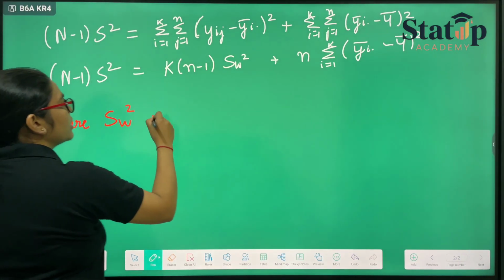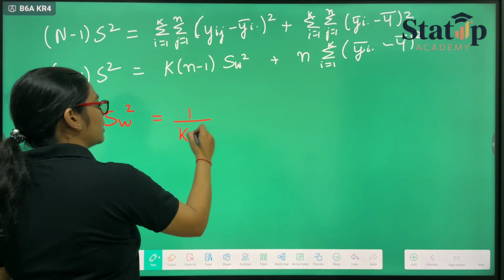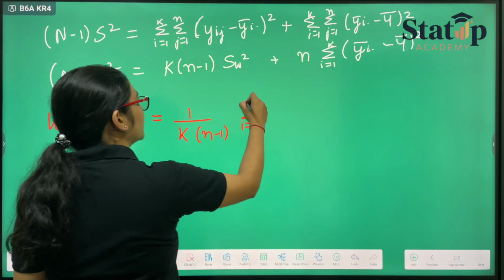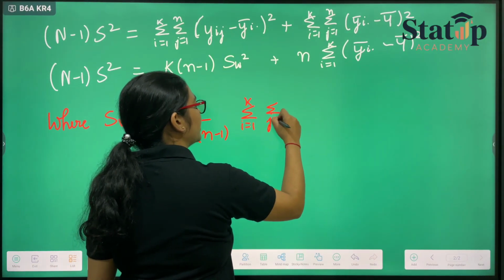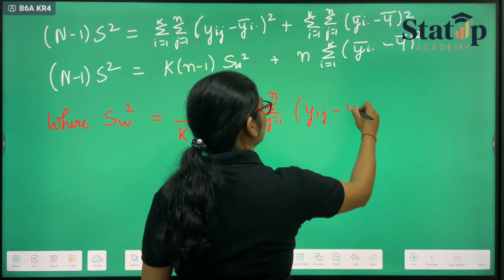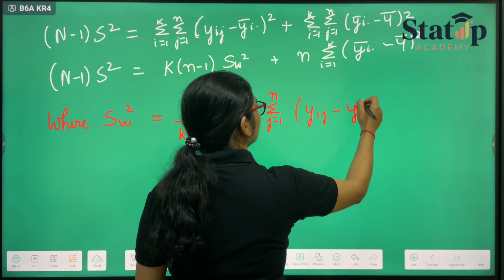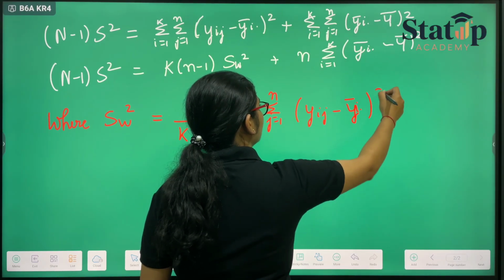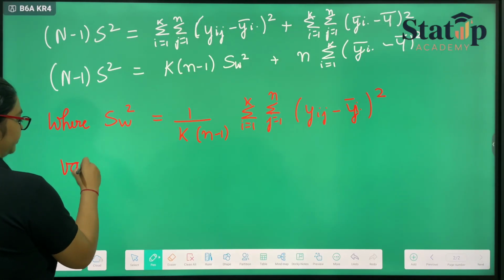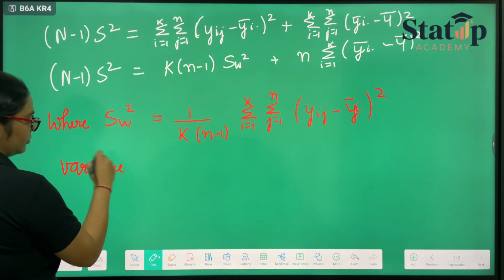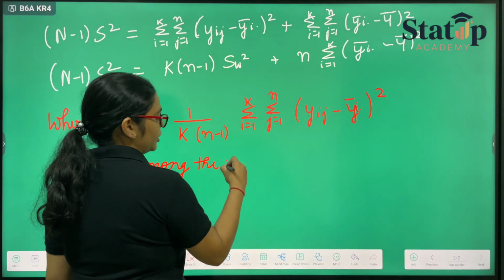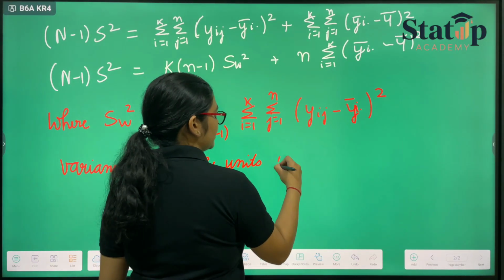Now where Sw square is nothing but 1 upon k into n minus 1, summation i goes from 1 to k, summation j goes from 1 to n, yij minus y bar i dot whole square. This is the variance among the units within the sample.